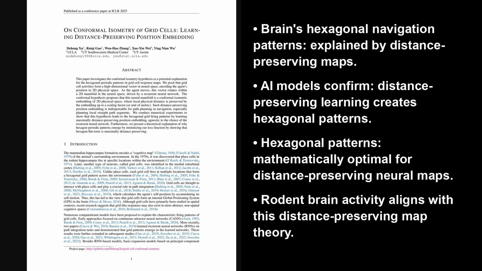We're looking at an ICLR conference paper on conformal isometry of grid cells, learning distance preserving position embedding, published just over 3.5 months ago on January 22nd. This paper investigates the conformal isometry hypothesis. This hypothesis suggests that grid cells, which are special neurons in the brain's medial entorhinal cortex involved in navigation, form an internal map. This map, a neural manifold, is thought to represent our 2D physical position, while preserving local distances, up to a scaling factor, potentially explaining their hexagonal firing patterns.